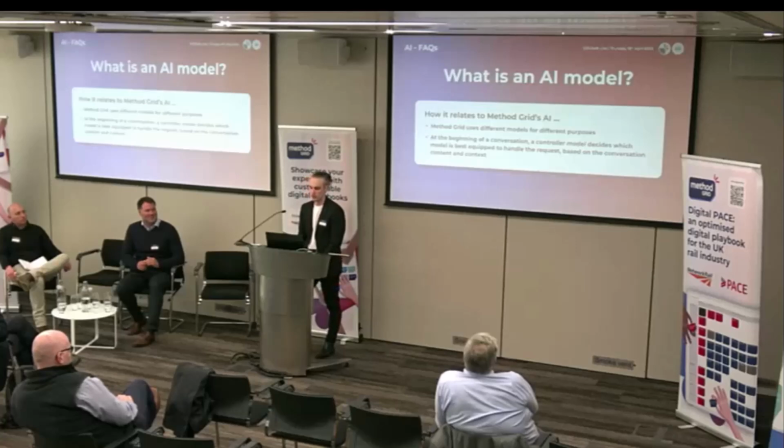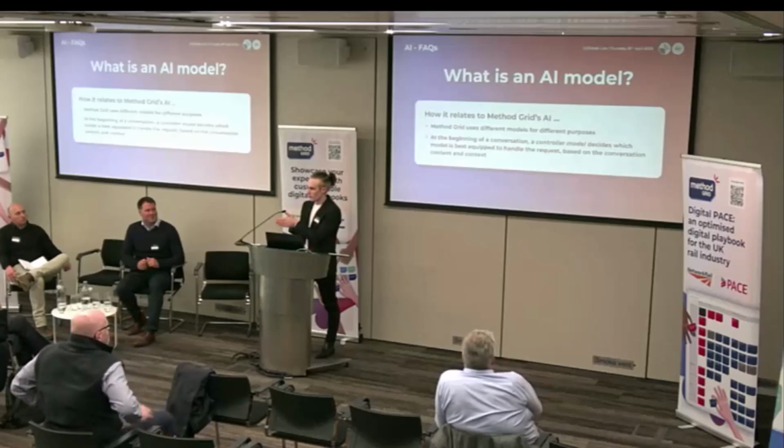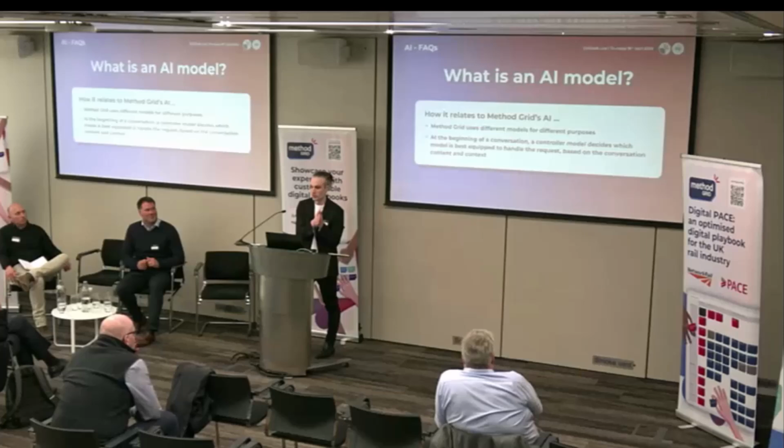Sometimes what will happen, and is going to happen in the demos I'm going to show you later, is when you first start interacting with an AI model, you're actually just talking to a controller model. Based on what you say to it or what you're doing, it will then pass that request off to a more specialized model that is trained to do a specific task, and that's the model you'll be talking to. So within Method Grid we have different models that do different things.